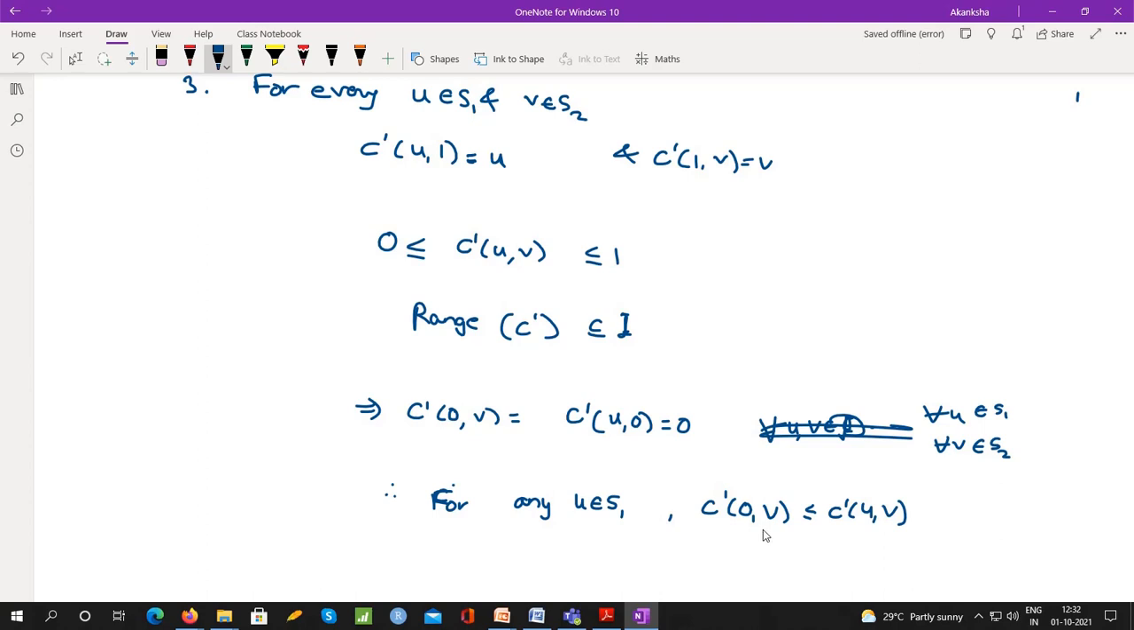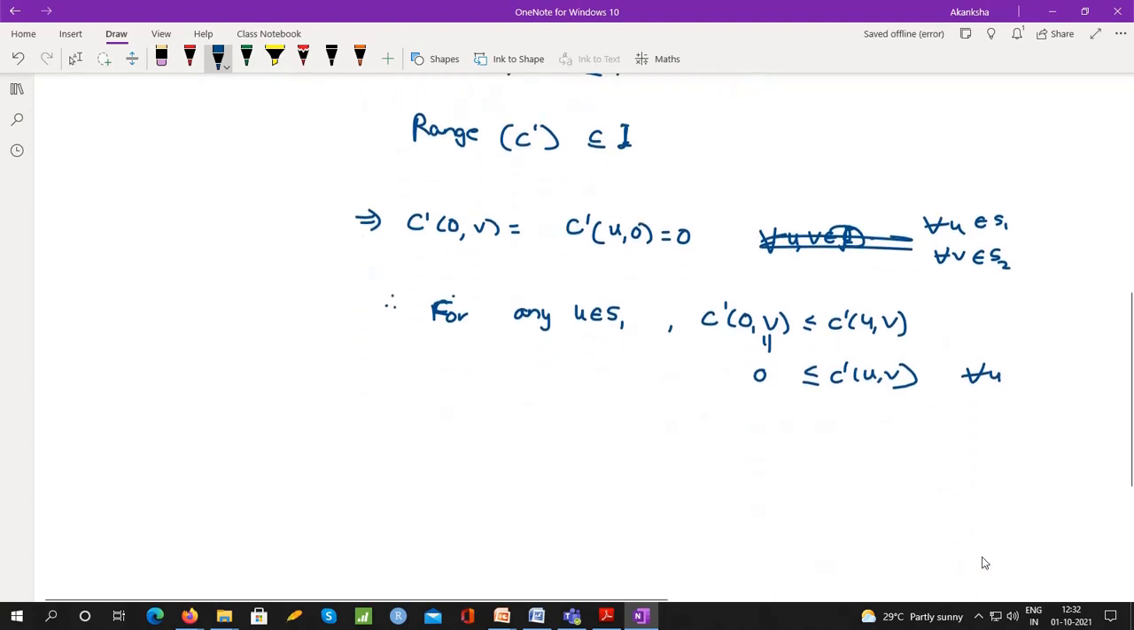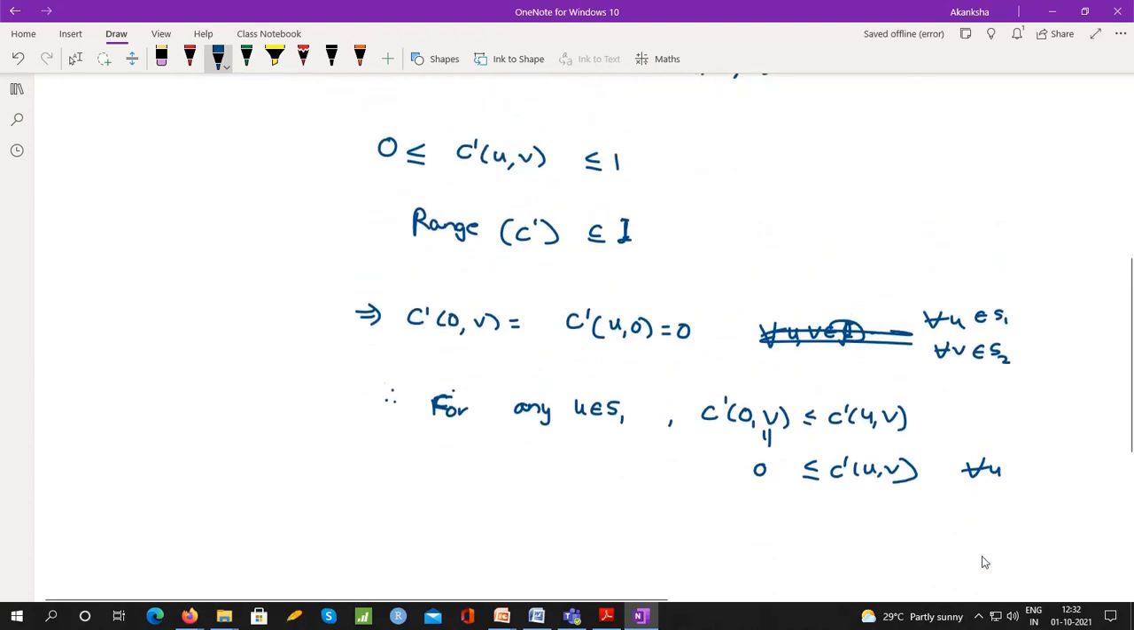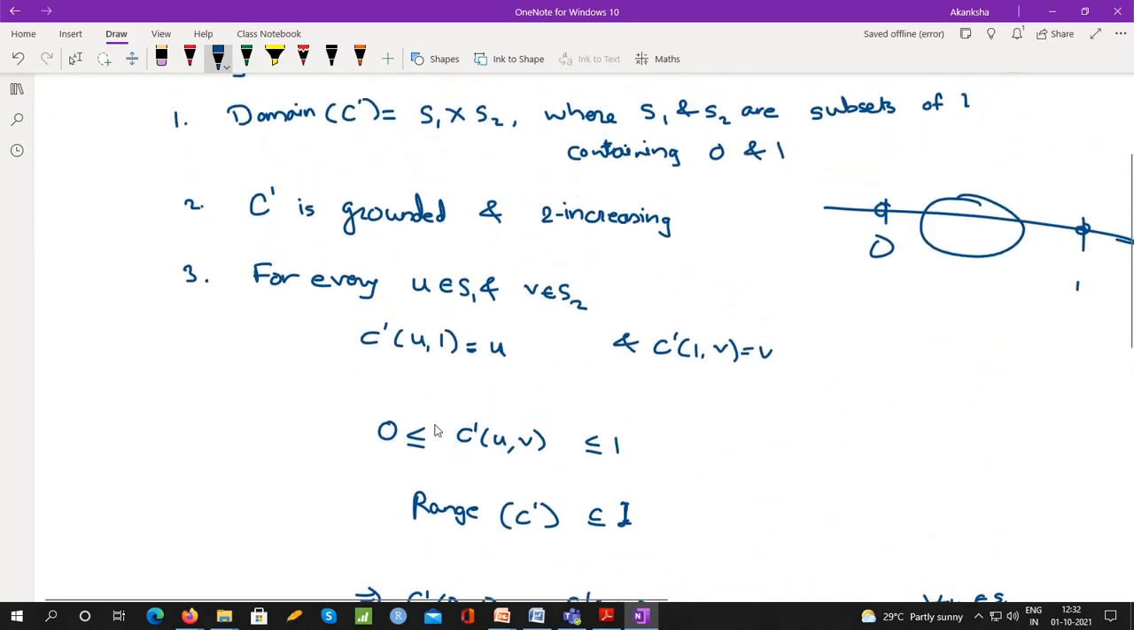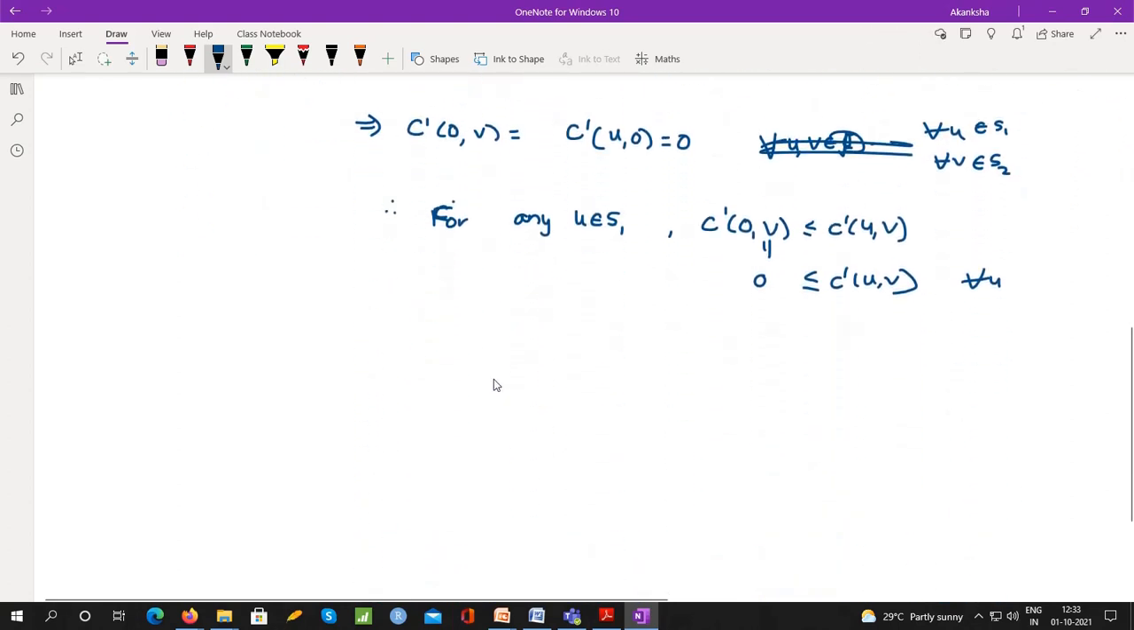Okay. Yes, ma'am. And this we saw is equal to 0. So C prime uv is always greater than or equal to 0. This is for every u, and the same argument I can apply for v. Now we have this condition for every u in S1 and v in S2, C prime u1 is u. So we will use that. C prime u1 is equal to u for every u in S1.